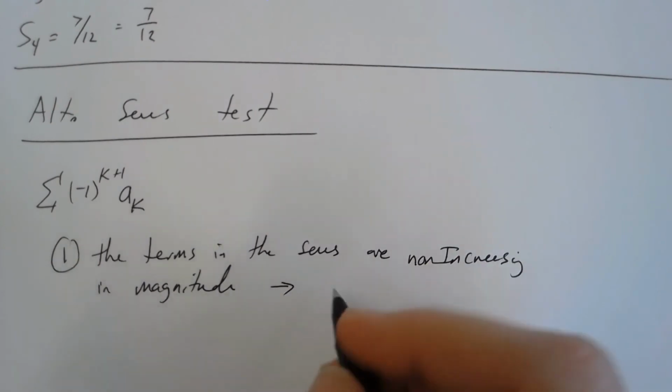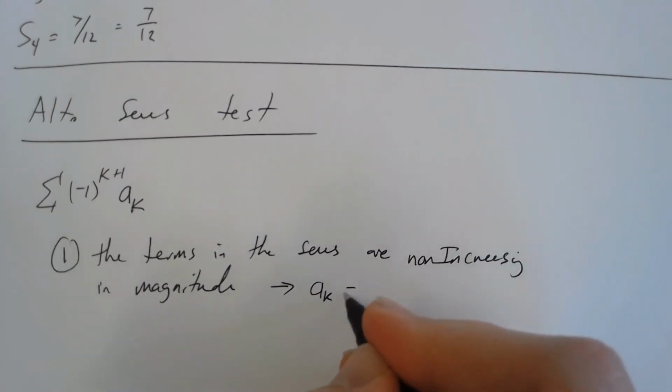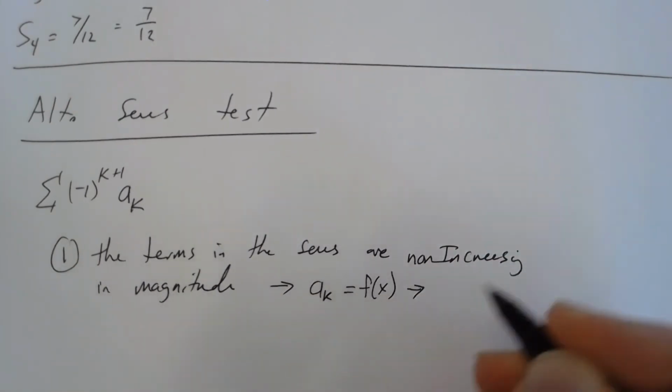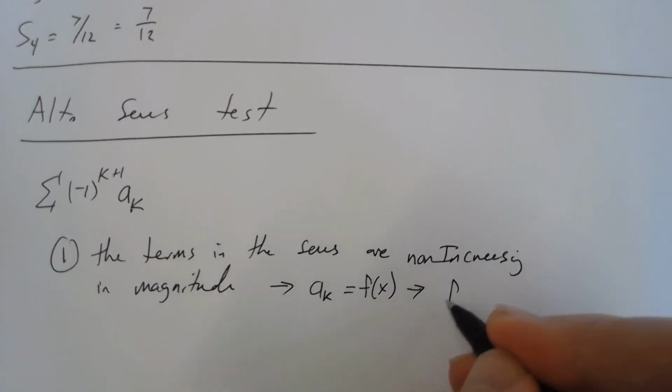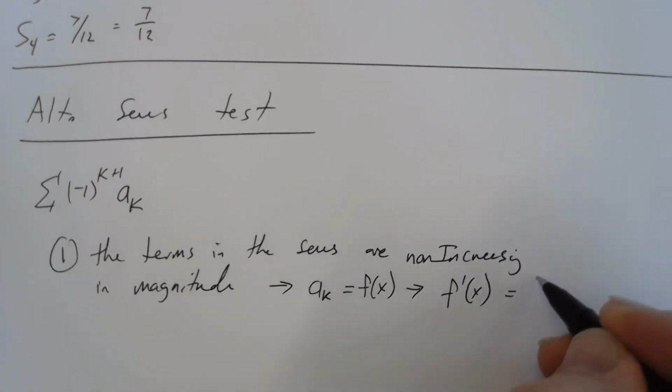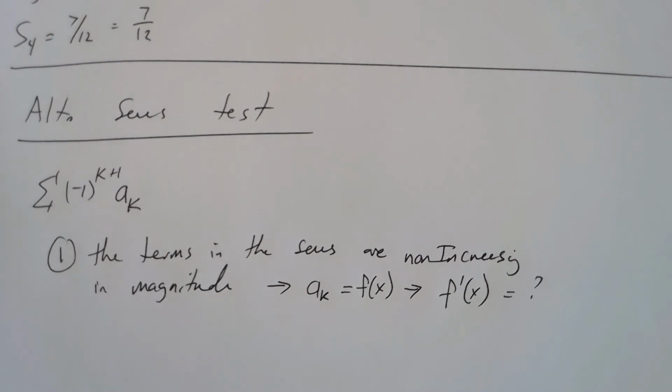Now again, the way that we would prove that is simply by looking at a sub k as some kind of f of x function. And we do this in the integral test. You simply take the derivative of that function and ask yourself, is the derivative negative? Because again, if we want non-increasing, then we just have to make sure that the terms are decreasing, and decreasing for calculus is simply the derivative has to be negative.